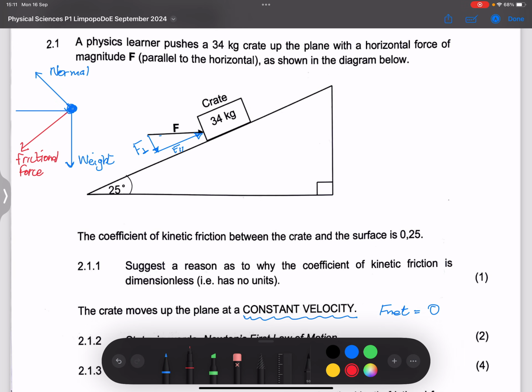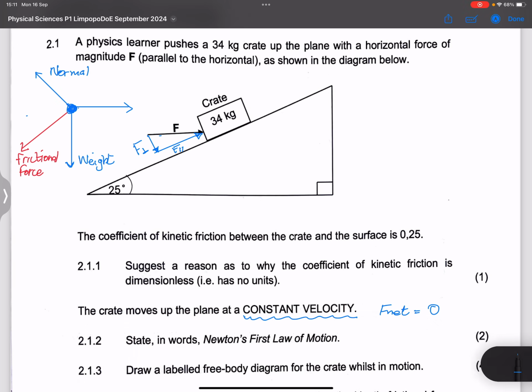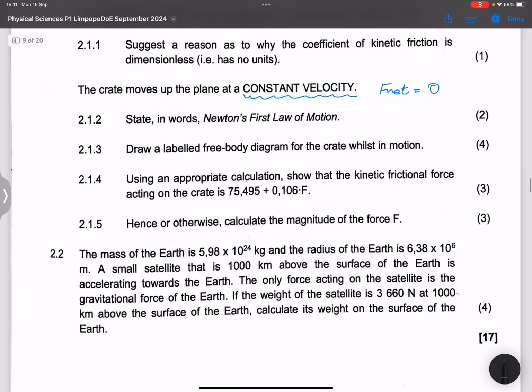Now, you might be asking, was this the only way in which we can draw it? There's nothing wrong if you placed that applied force on the other side, as long as we make sure that it is connected to the dot, right? Okay, so let's go to the next portion.